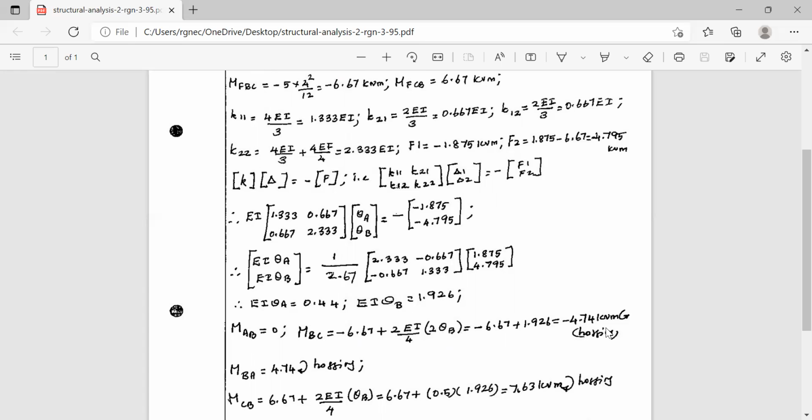This is the hogging moment. MBC is equal to this much. MBA should also be equal and opposite. Therefore, it is also a hogging moment.